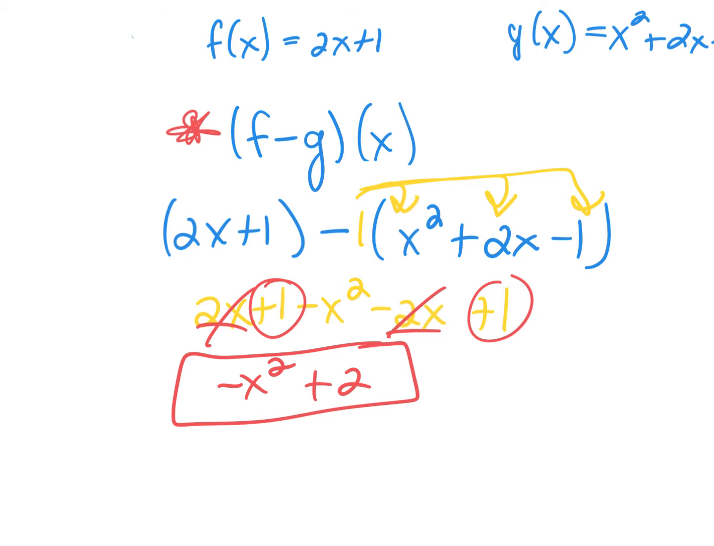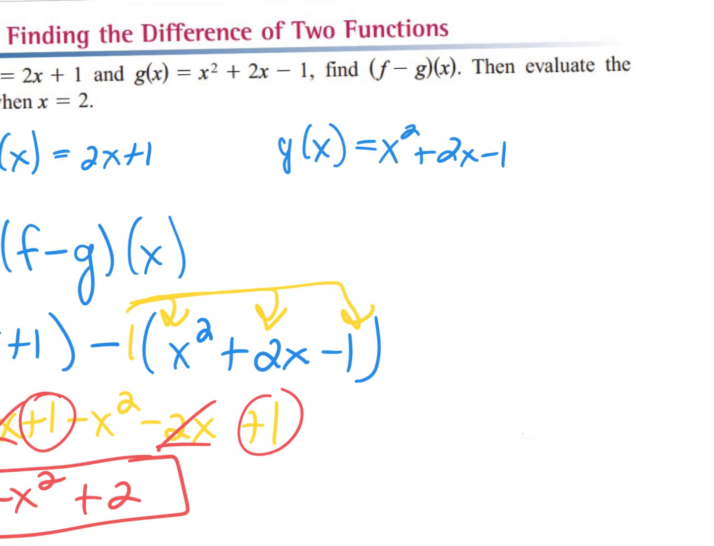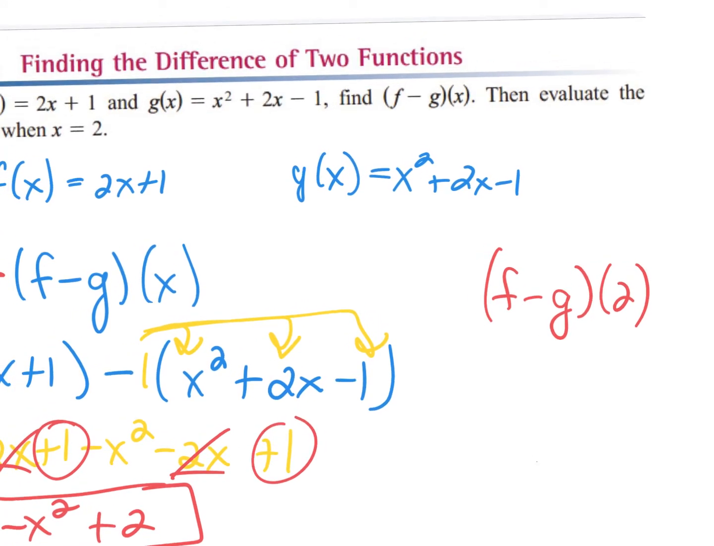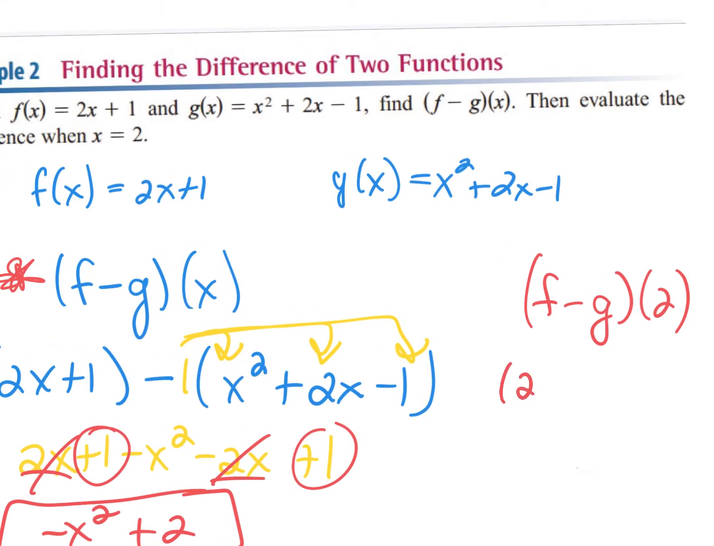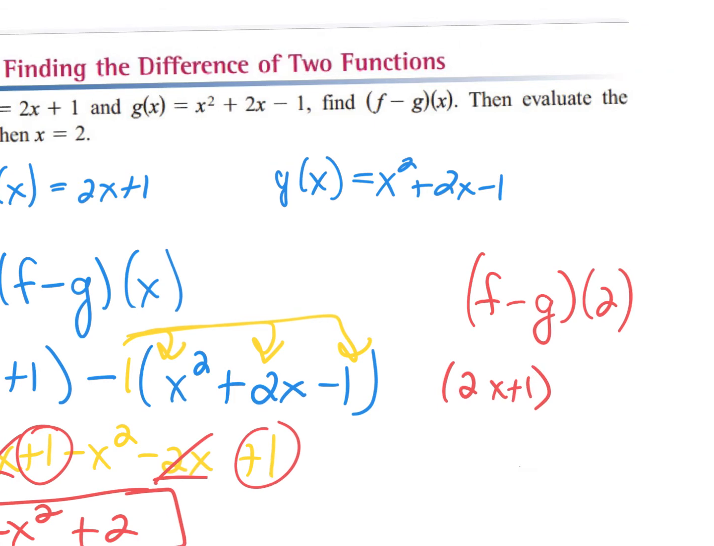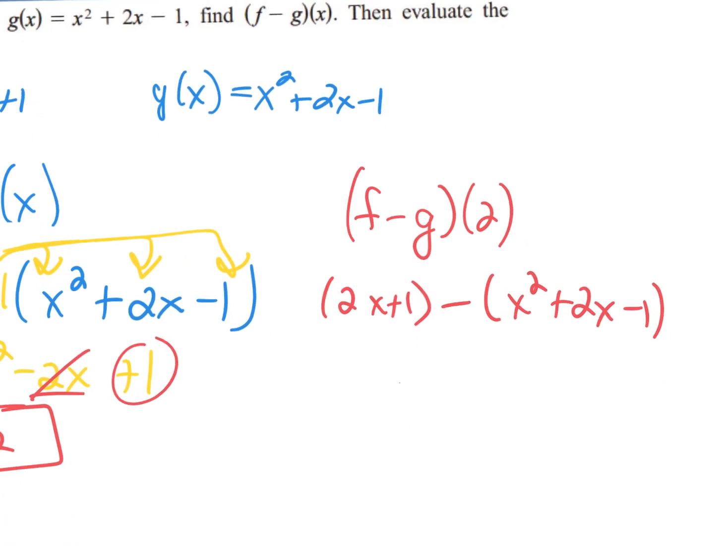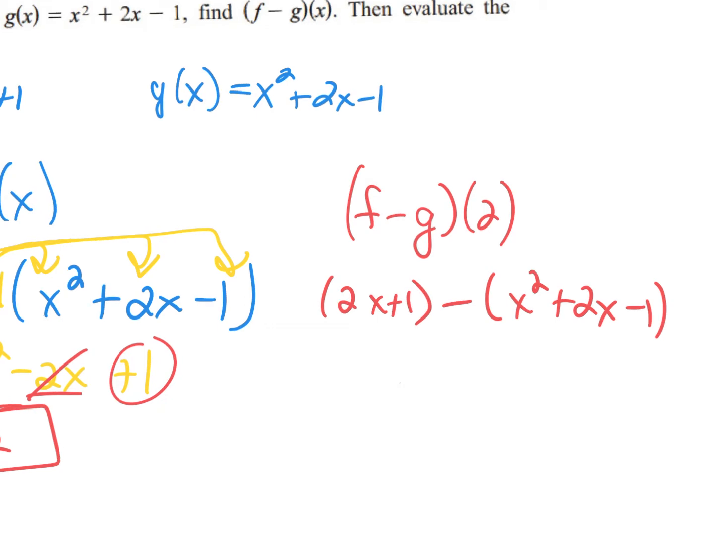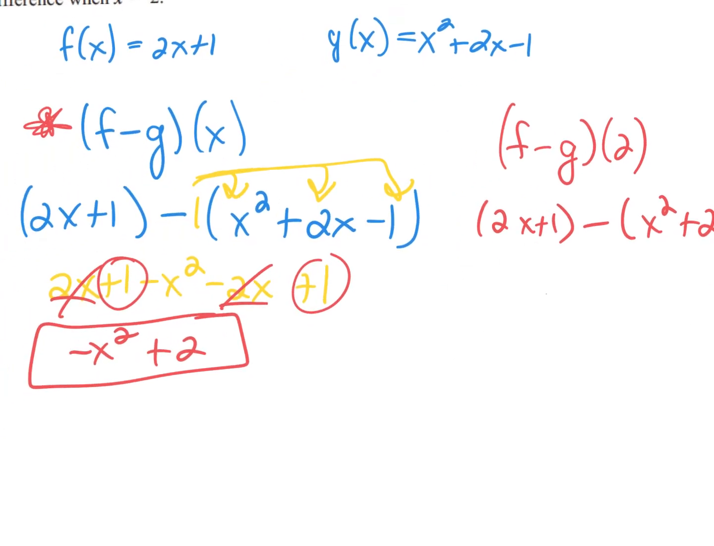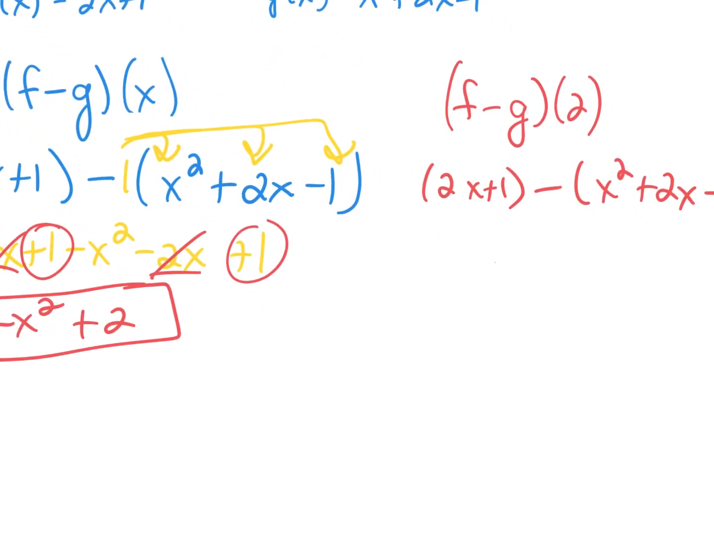If they tell you to plug in a number, it would look like this. They say to evaluate here with 2, right? So f minus g of 2. So your f function, 2x plus 1, minus your g function, x squared plus 2x minus 1. Could we have also plugged the 2 into the answer? You could also just plug the 2 right there into the answer, which is, in a sense, what I always end up doing.